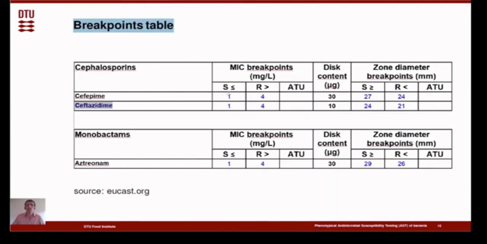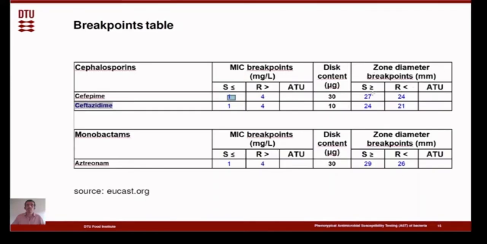So in this case, it's telling us, for instance, when we have an isolate that has the value of 1, we can say that this is susceptible. When we have an isolate that the MIC value is greater than 4, we can say that this is a resistant isolate. And the same is for some diameter in the disc diffusion.